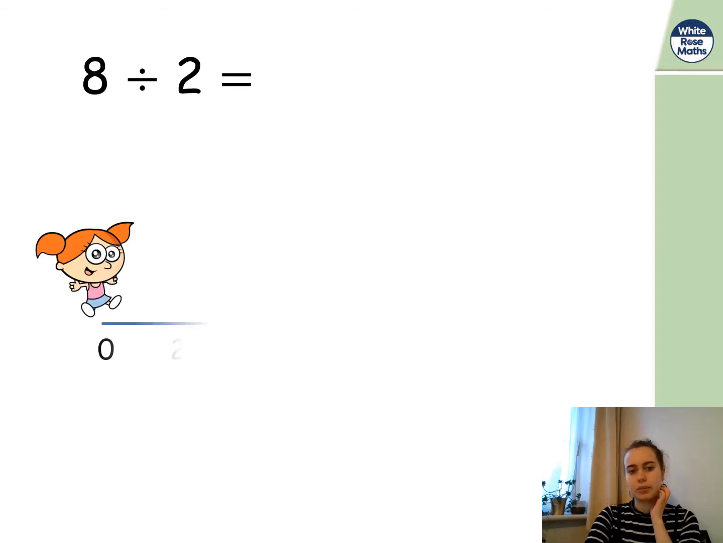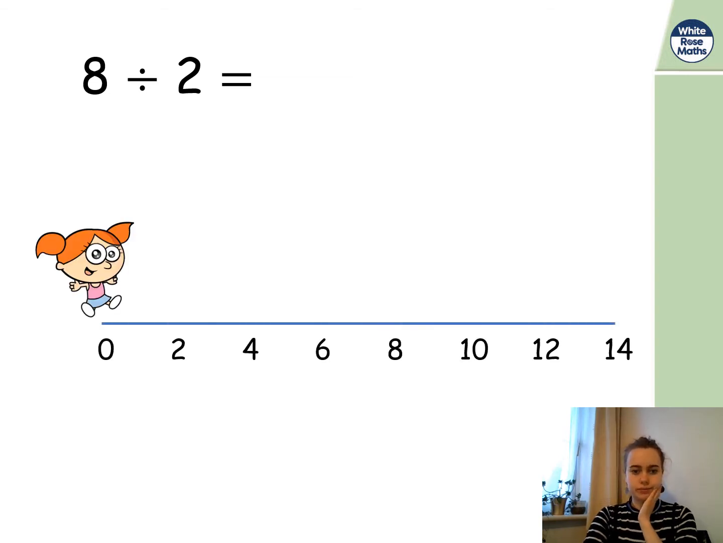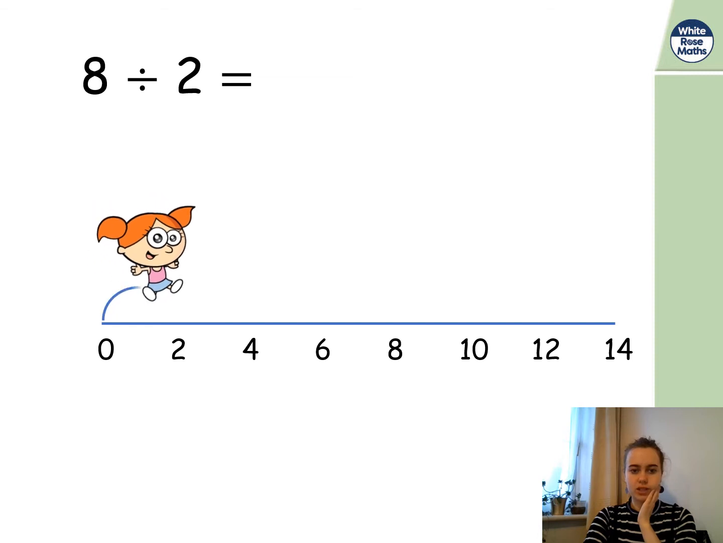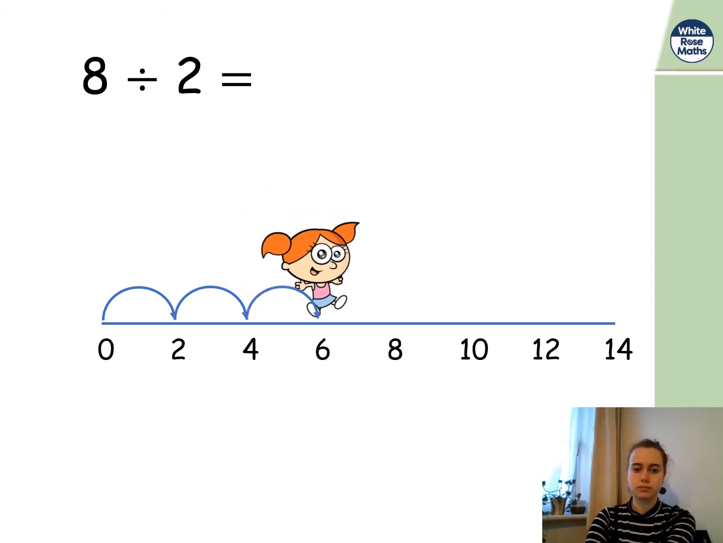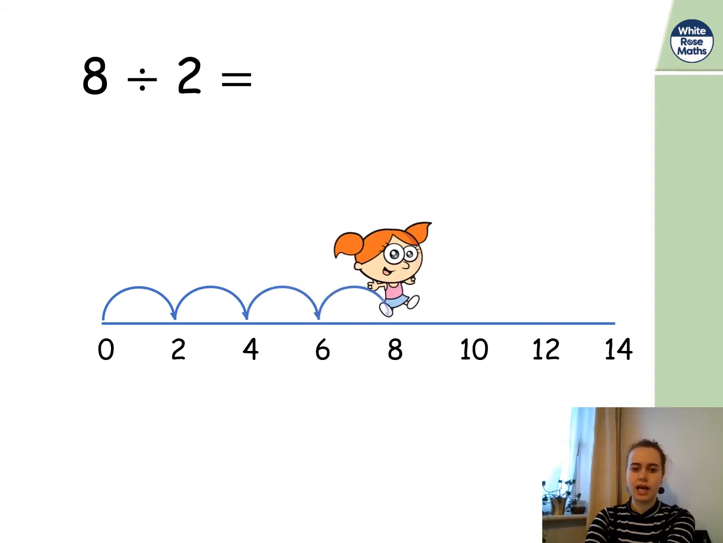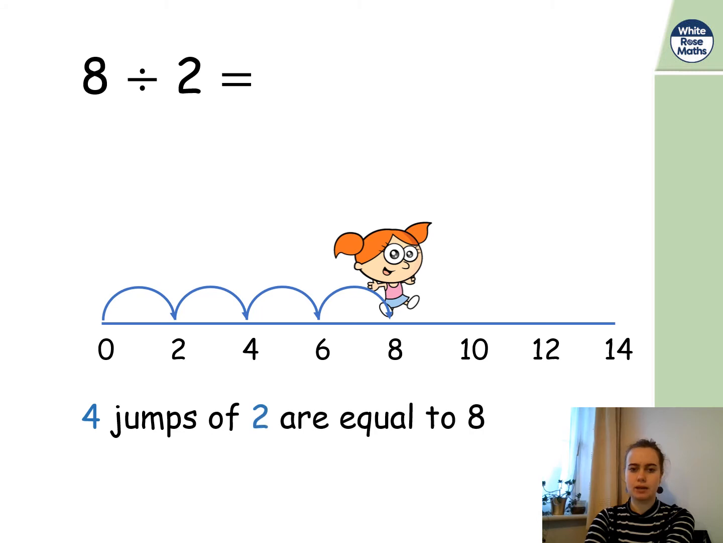So 8 divided by 2. We have got this girl, and she is going to count up in 2s until she gets to 8. How many jumps did she make? She did 4 jumps of 2, and that is equal to 8. So she did 4 jumps of 2.